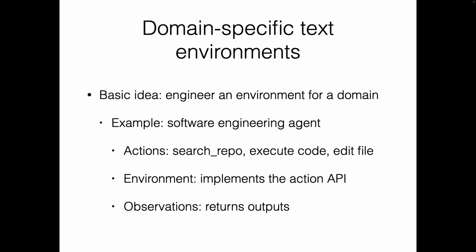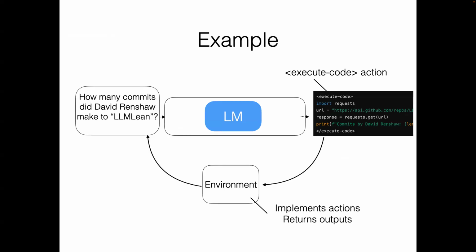Then by engineering an environment, we mean you have to pick what actions the agent will take. It could be like search a repository, execute code, edit a file, things like that. And then you have to build an environment that can implement these different actions if your agent was to call them. So you actually have some code that searches through a repository and then gives the results to the agent.